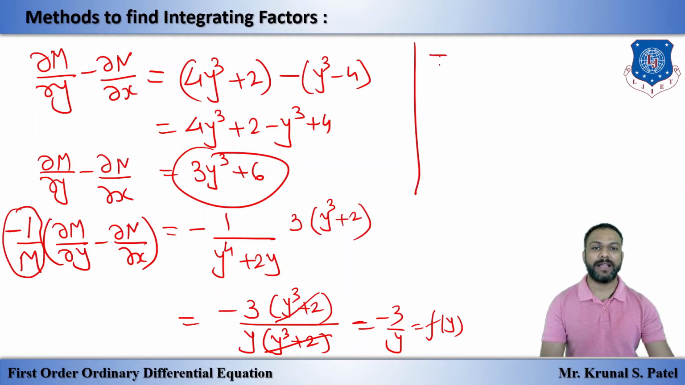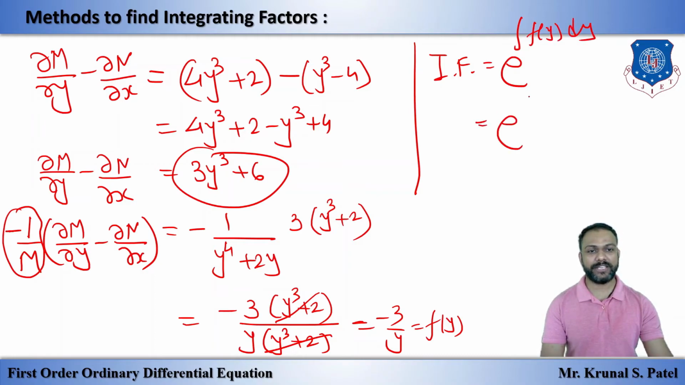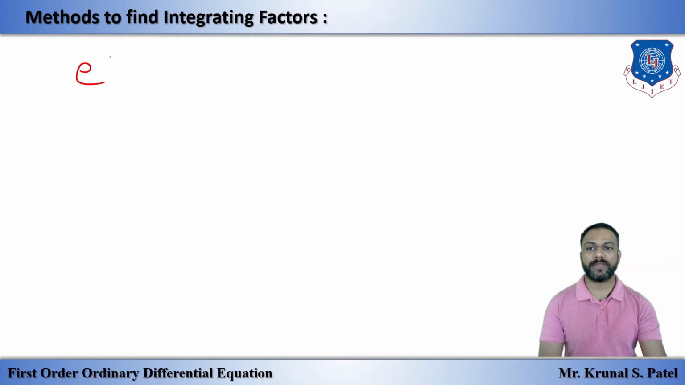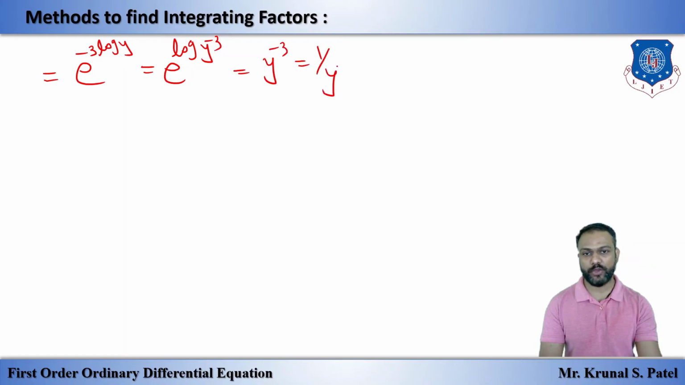So we have IF is equal to e raised to integration f of y dy. So integration of minus 3 by y dy. So e raised to minus 3 as it is, and integral of 1 by y is log y, which is equal to e raised to log y raised to minus 3. So we have y raised to minus 3, that means 1 upon y cube. Now we will multiply IF with equation number 1.